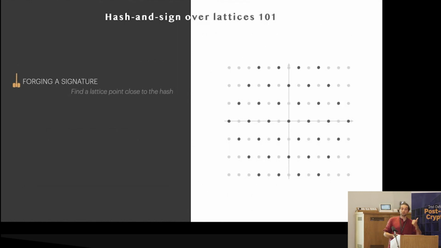First of all, you want it to be secure against forging, which means you should not be able to construct a signature to a given message without knowing the secret key. Okay.